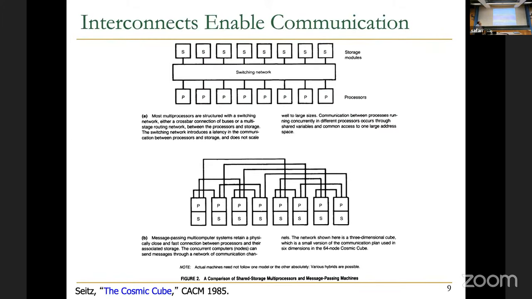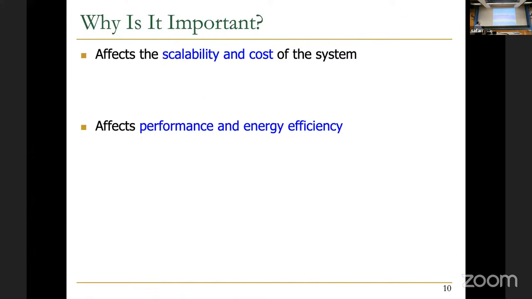As I said, interconnects enable communication. It could be some switching network that connects processors to the storage modules, or it can be, for example, some nodes that have a processor and a storage, and these nodes are connected to each other. Details of this figure are not that important. It's just about some real interconnection network design that has been used in the Cosmic Cube in the past. But basically, the goal of interconnection network is to enable communication between storage components, between processors and between different processing elements, considering processor and storage domain together.